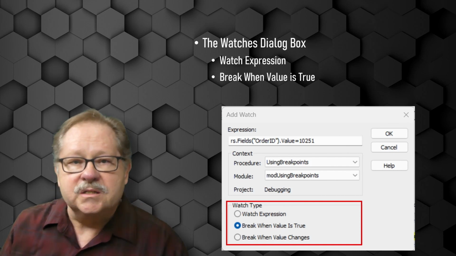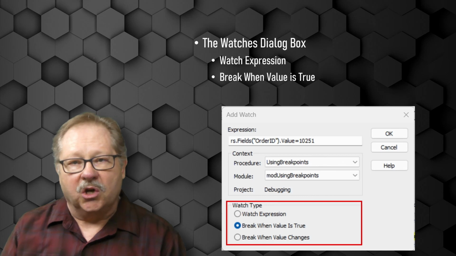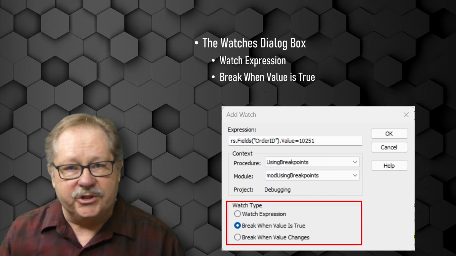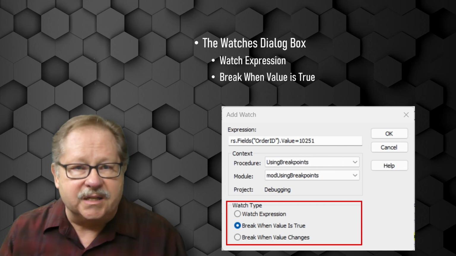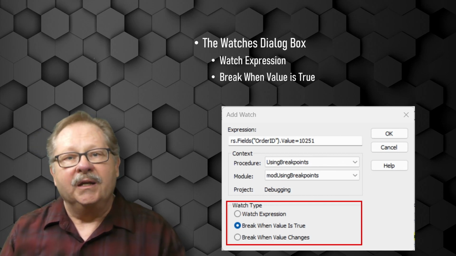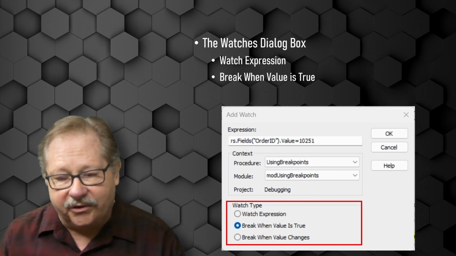So the next one is break when value changes. This directive causes Access to halt execution whenever the value of the variable you put in the expression changes. Obviously, this setting can generate a lot of breakpoints, but it can be useful if a variable is changing unexpectedly and you can't figure out where.